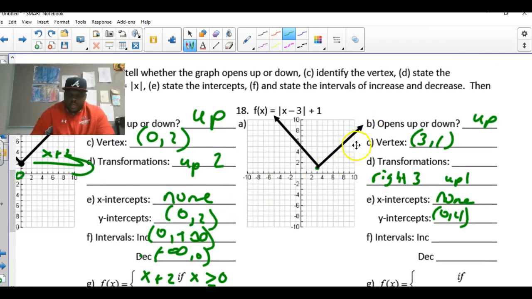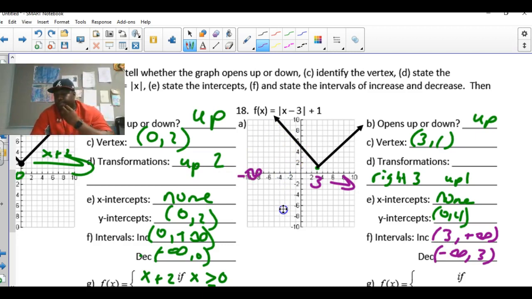Now the intervals of increase and decrease. As I go to the right, this value is 3, so this way is the increase. So from 3 to positive infinity is the increase, and then from negative infinity to 3 is my decrease. See that from negative infinity out here, this whole time this graph is going down, okay?